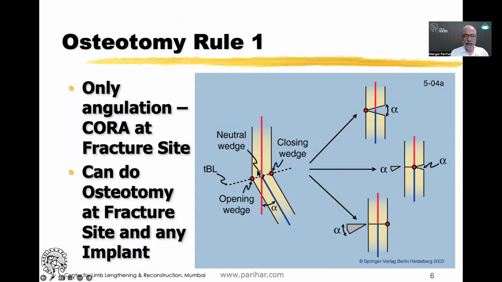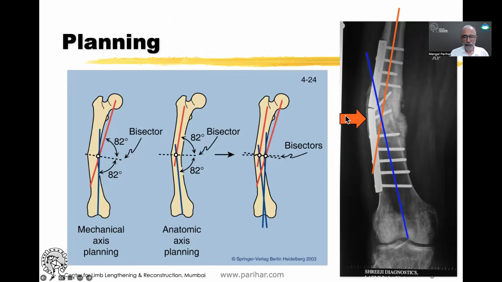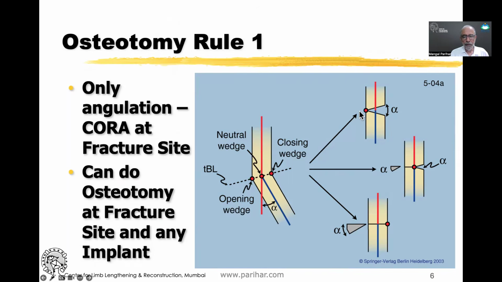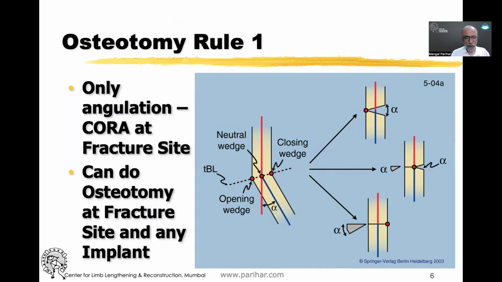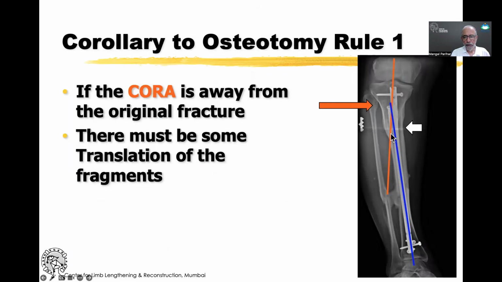If you do an osteotomy at this level and do an opening wedge or a neutral wedge or a closing wedge, you will get only angulation at the fracture site, and the two axes will be collinear. So this is known as osteotomy rule number 1. When the angulation and osteotomy, the osteotomy and the CORA are at the same level. Now, a corollary to that is, if the CORA is away from the original fracture, like you see here, pointed out by the white arrow, then there must be some translation of the fragments.